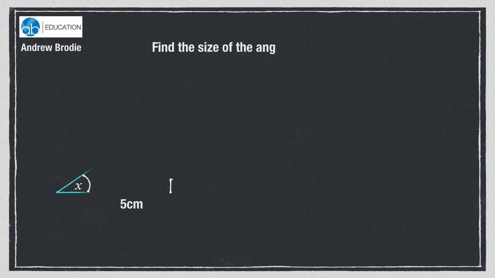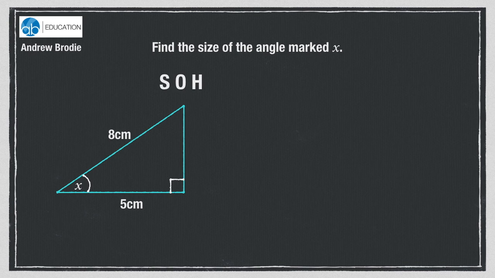Here's the last example. You need to decide whether to use sin, cos or tan. You could pause the video while you complete the activity. We know the sizes of the hypotenuse and the adjacent. We have to use cos because that's the only one that links the angle to the hypotenuse and the adjacent.